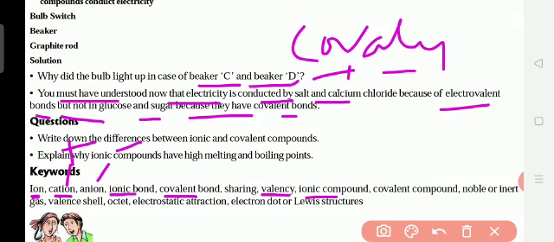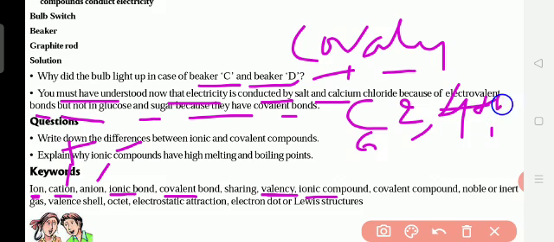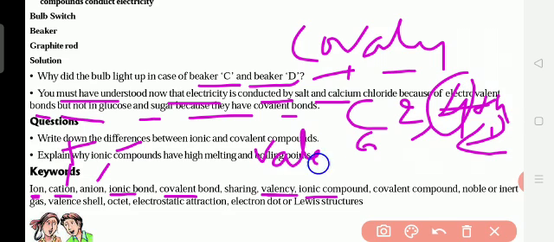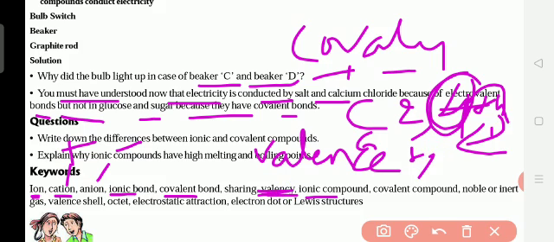Okay, valency. Valency means what? For example, carbon's atomic number is what? 6. So the electronic configuration is 2, 4. So how many electrons does it need to fill the octet? 4 more. So see, valency is 4. Valence electrons of C are 4. How many electrons it needs to get to fill the octet is called valency.